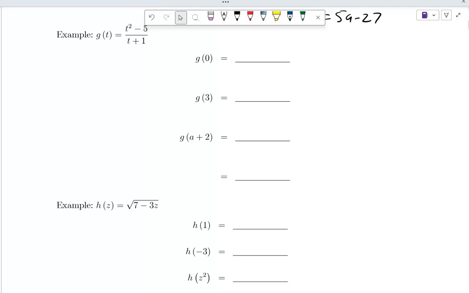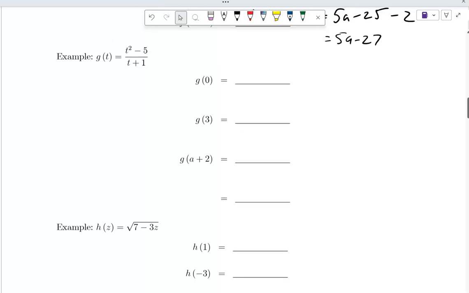Ready to chat about it? Yeah. What did you get for the first one? What did you do? 0 to 2 minus 5 over 0 plus 1. Good. Yep. Take out the t, put in the 0, and when you simplify, you get negative 5. Is that what everybody got for that one? Yep. Second one.